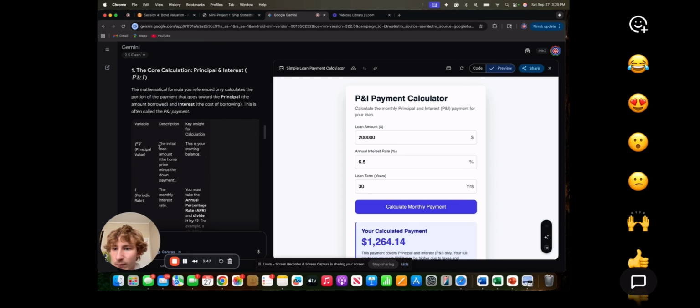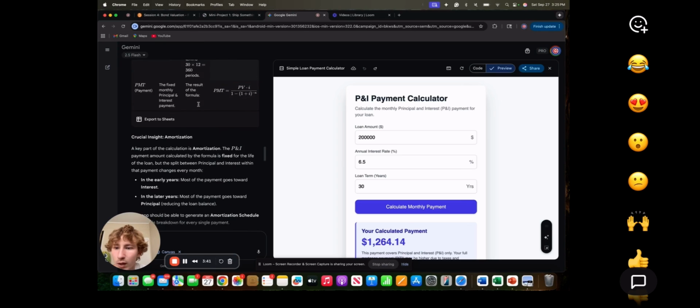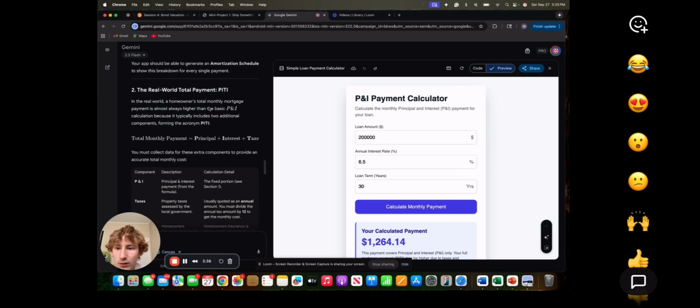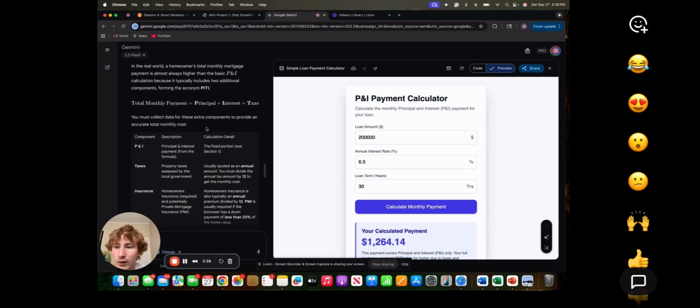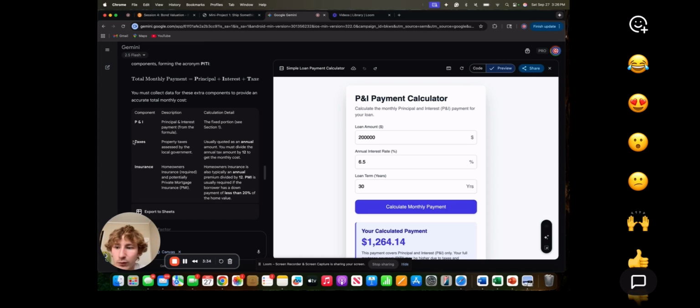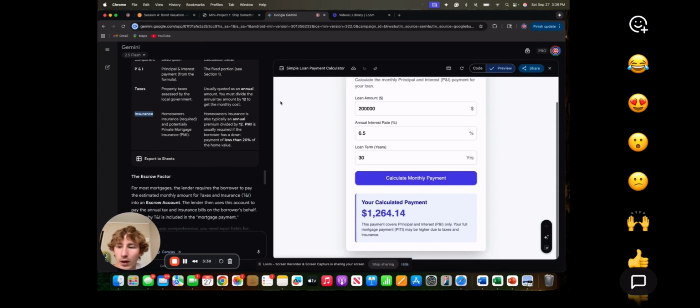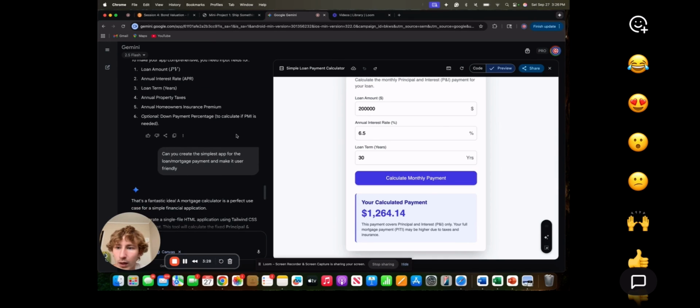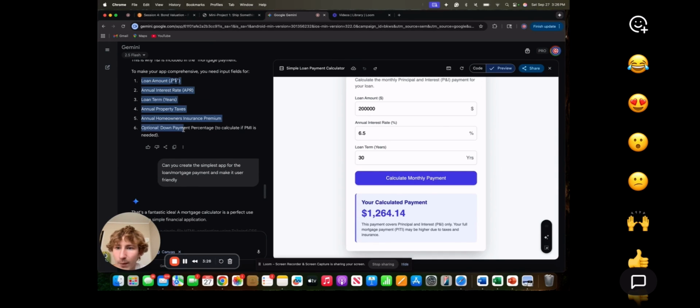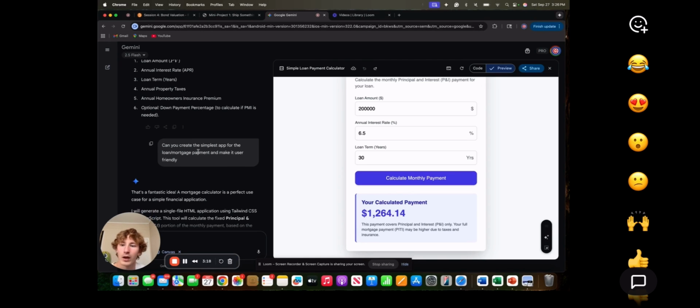So the simple version of this is you're paying the principal and then whatever interest is on top of that loan. And if you want to make it more advanced, you need to find the taxes and insurance that you also pay on this. And for the app: loan amount, annual interest rate, loan term, and then here are our extras that are not very simple.